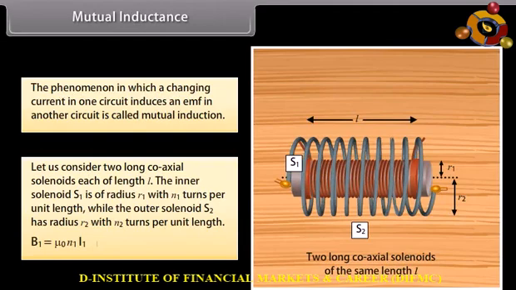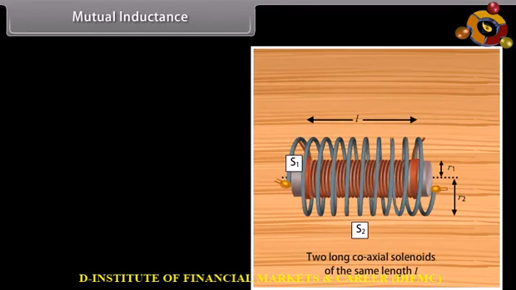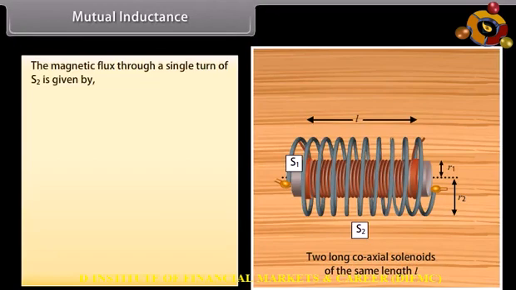B1 is equal to μ0 N1 I1. The magnetic flux through a single turn of S2 is given by μ0 N1 π R1² I1.